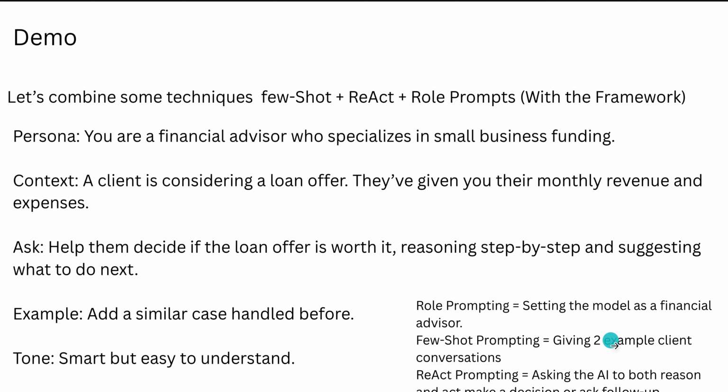So we're going to give 2 examples of client conversations, and then we're asking the AI to both reason and act, or make a decision. So we're combining few-shot, ReAct, and role with our standard framework, which is the PCAET framework.